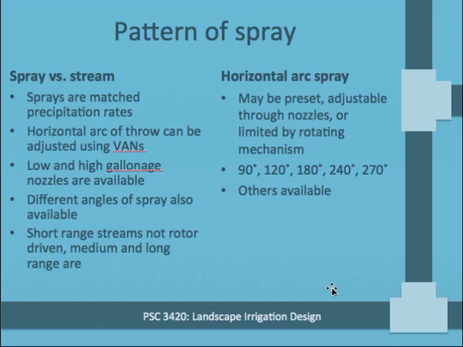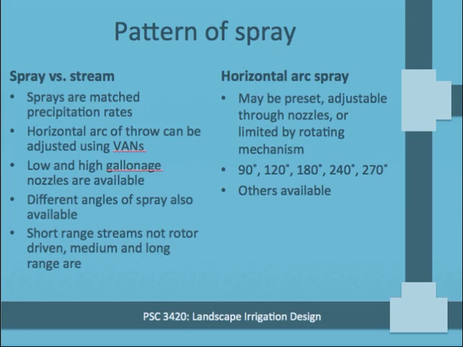But with spray versus stream patterns of spray, sprays are matched by precipitation rate so that coverage is uniform. Their horizontal arc of throw can be adjusted using vans or variable arc nozzles. So these have a mechanism on the sprinkler that allows you to change the arc of throw from perhaps 90 degrees to somewhere less or more than that. They've got different nozzles available, including low and high gallonage nozzles. Different angles of spray are also available, so this would be the angle from ground level, which can be important if you're working in an area with windy conditions.